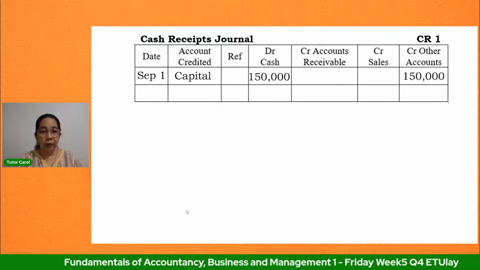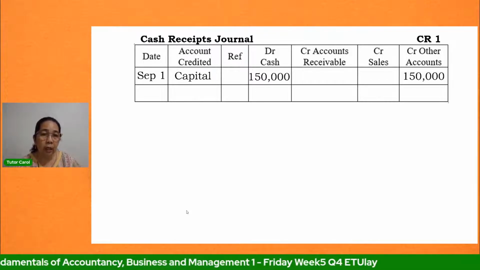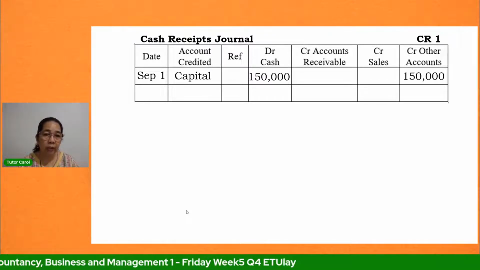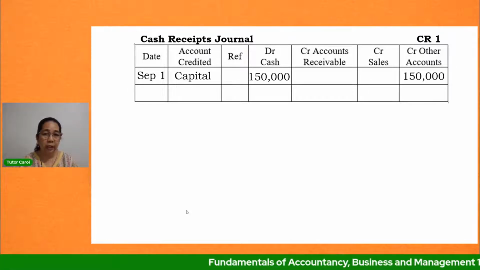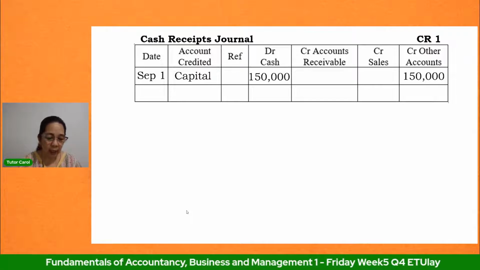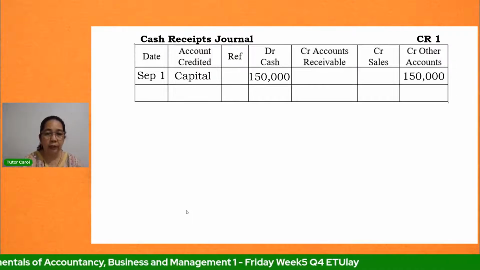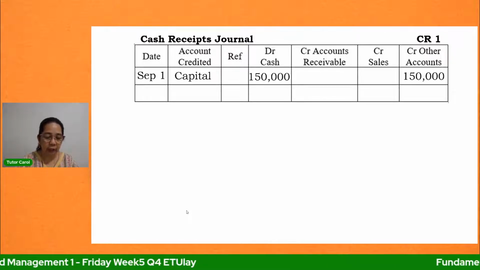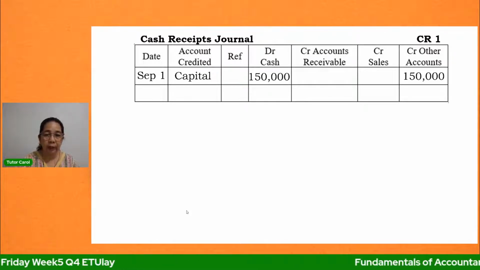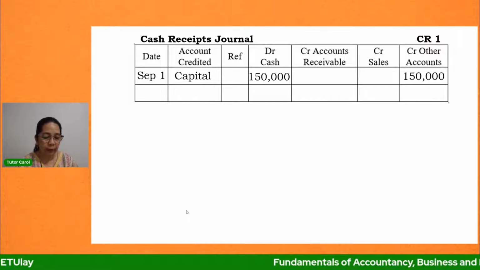So, that is what we did earlier, the cash receipt journal. We will post it to the ledger of cash and the ledger of owner capital. So, there will be two ledgers there: the cash ledger and the owner capital ledger.